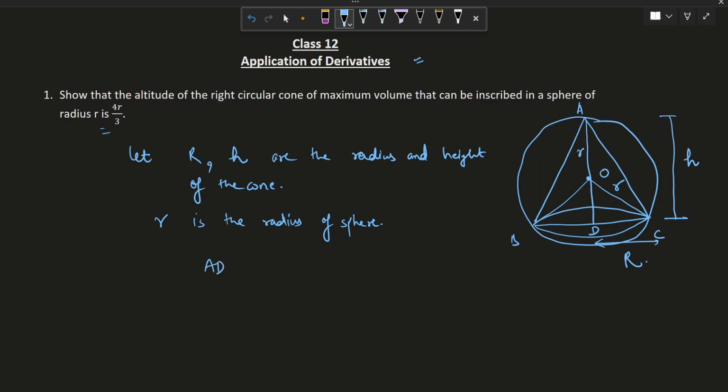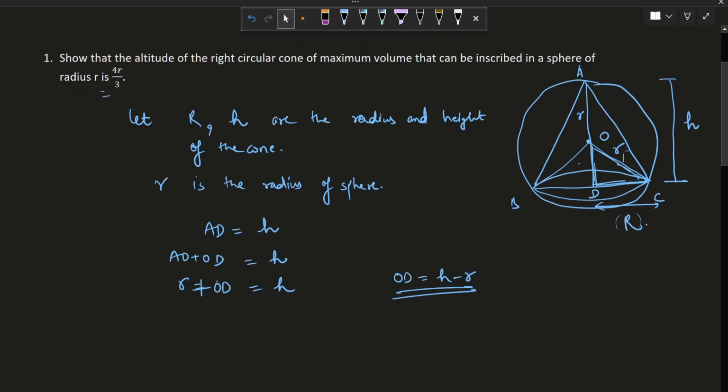So AD is what? H, and AD is also what? AO plus OD. AO is r. So from here I can say that OD is h minus r. Why am I calculating it? Because I need it here. I will be representing the radius of this cone in terms of height of the cone and radius of the sphere.